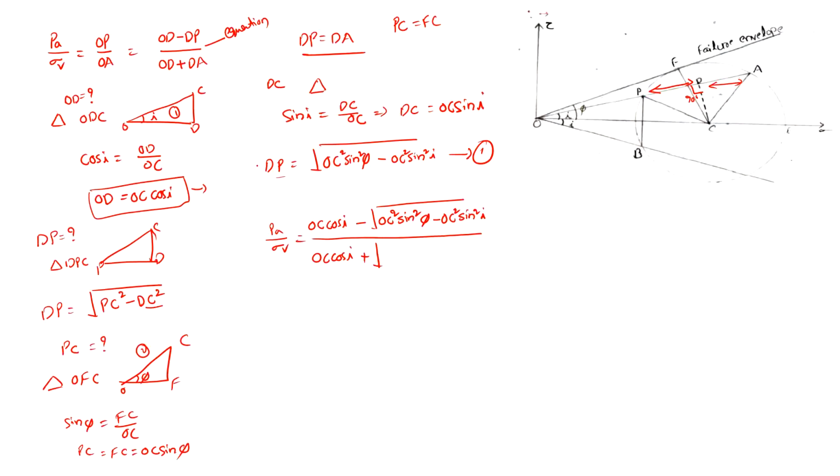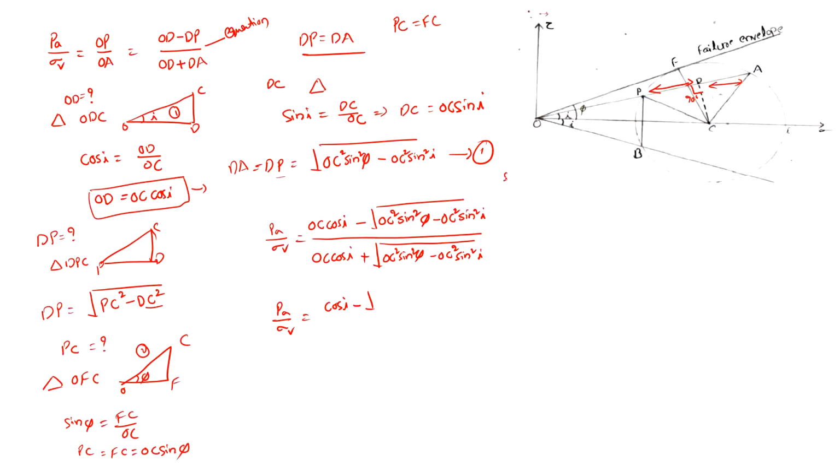DA is nothing but we can write here DA is equal to DP, because the distance between DA as well as DP is the same. So DA also we can use this formula, OC square sine square phi minus OC square sine square I. And you can observe in all these terms, OC is the common value. So we can take it common as well as cancel. So the entire formula we can write here cos I minus, okay, we have only sine square phi.